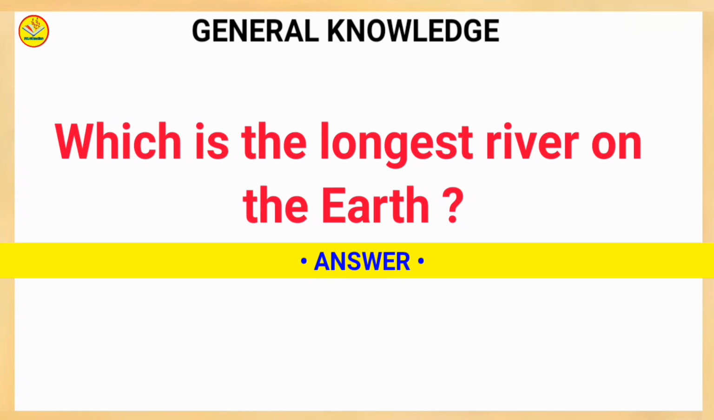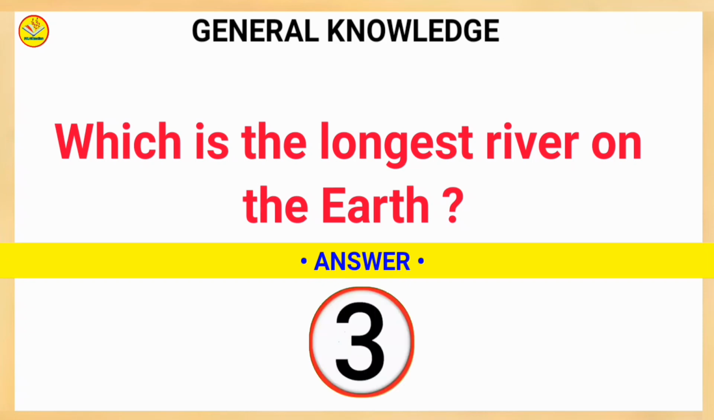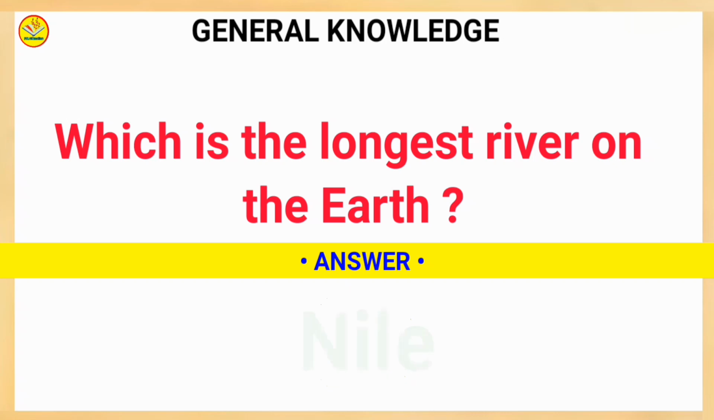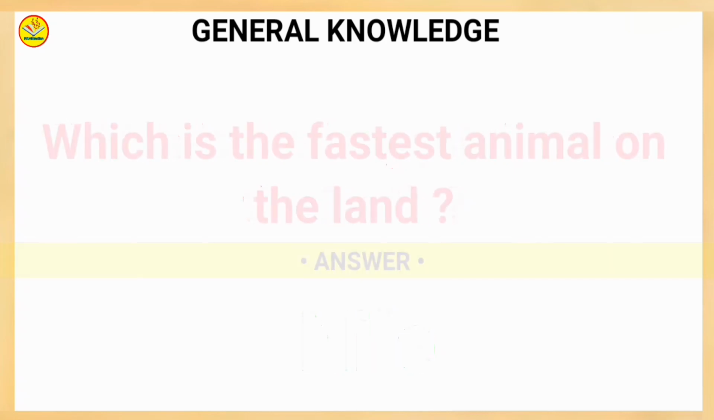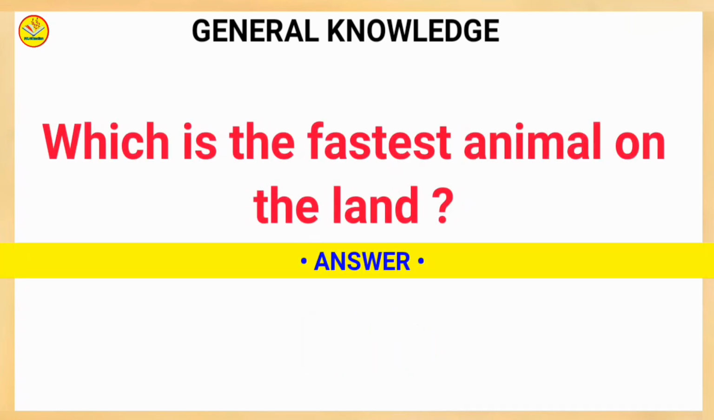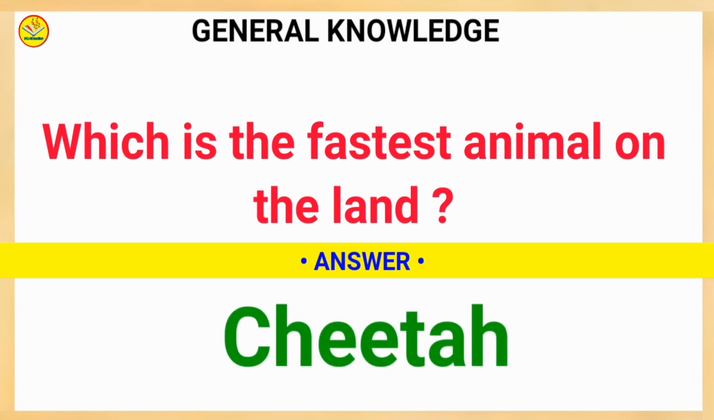Which is the longest river on the earth? Answer: Nile. Which is the fastest animal on the land? Answer: Cheetah.